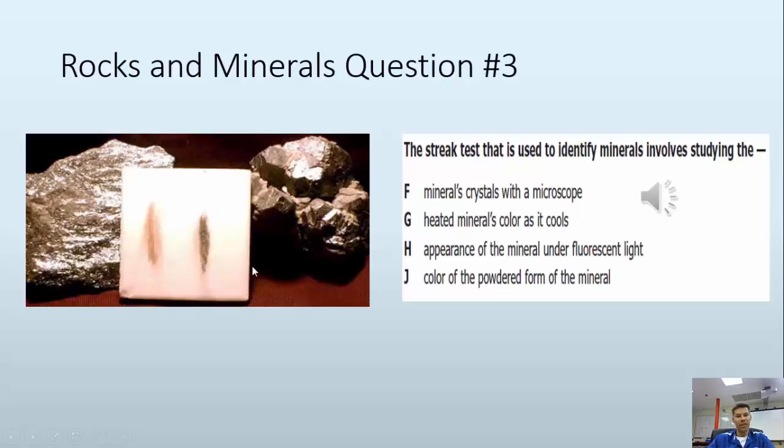And a great example of this is gold and pyrite. So actual gold will leave a gold streak, and pyrite, which was fool's gold, which is just sulfur and iron, will leave kind of a blackish streak.